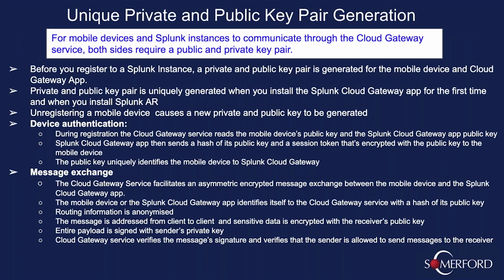Again, lots of words, apologize for these slides, but the idea is that you're providing unique private and public key pairings. So the Splunk instance itself generates this public and private key when you install the cloud gateway, when you initially install the AR app. So that's a level of security. But when you actually register the device, that's another level of security, because those devices are also public private key encrypted as well. So you've got double layers of encryption before you start. And then you have all of this message exchange going on at an encrypted level.